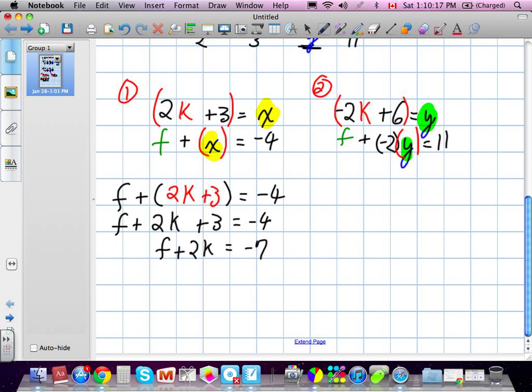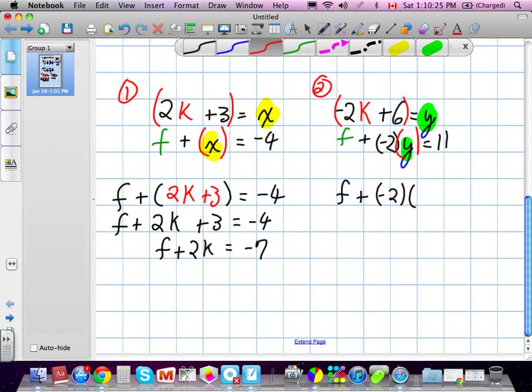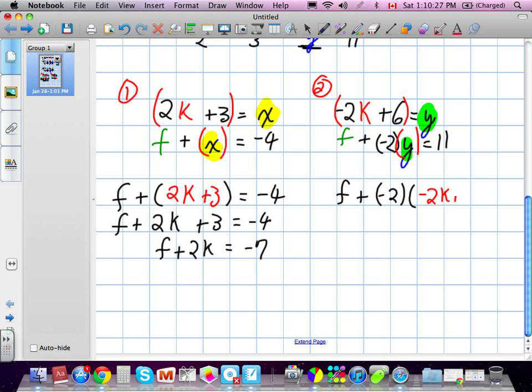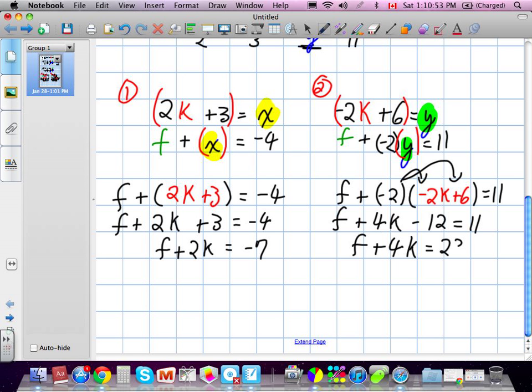Okay. And in our second set of equations, same idea, f plus, in this one we have negative 2 multiplied by our y, which in this one is negative 2k plus 6. Do you expand that first? Yeah, well, we're going to use the distributive property. So we got to multiply that negative 2 by both terms. So we have f plus 4k minus 12 equals 11. When we bring that over, we have f plus 4k is equal to 23. When we bring 12 over, it becomes positive, right?